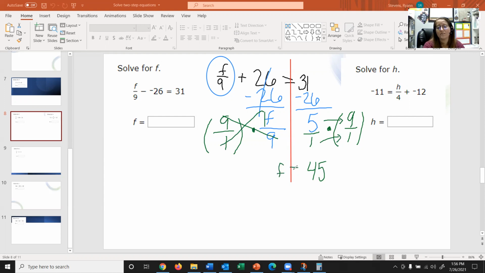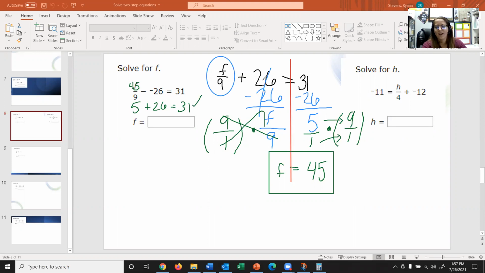So our answer is f is equal to 45. You can check this too. We can plug this right into the question. So instead of f, we're going to rewrite this as 45. 45 divided by 9 is 5, plus 26 is going to be equal to 31. So we know that this is going to check for us.